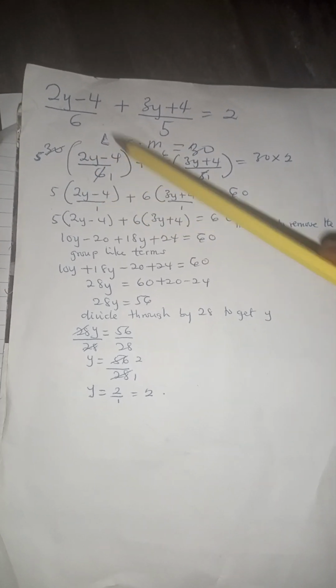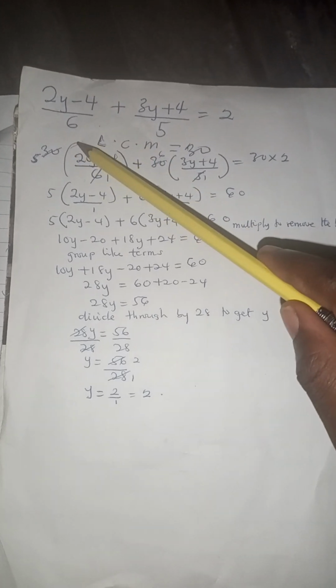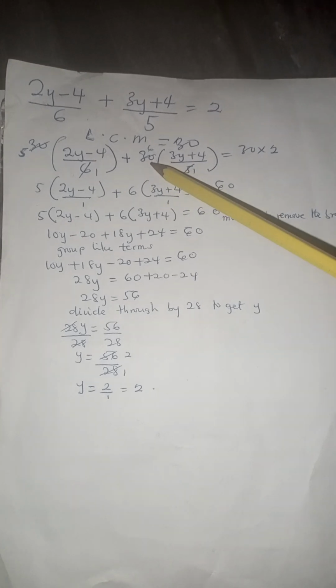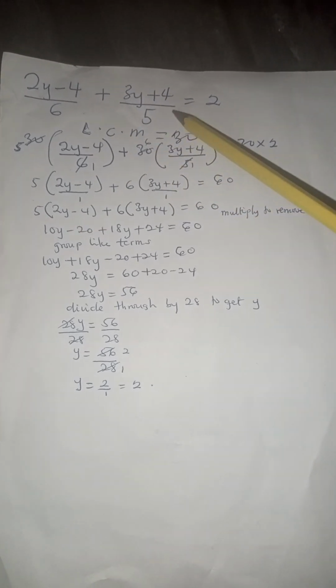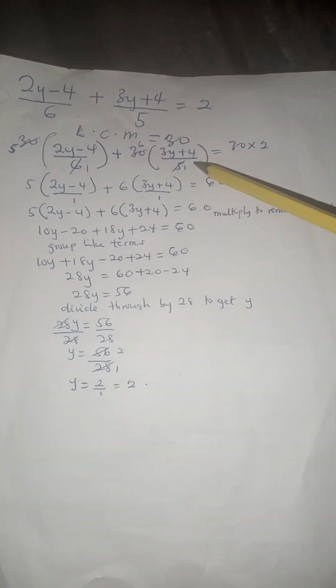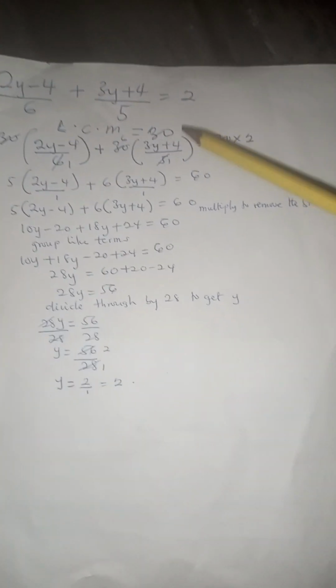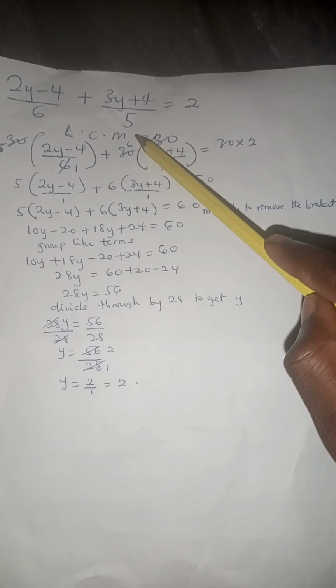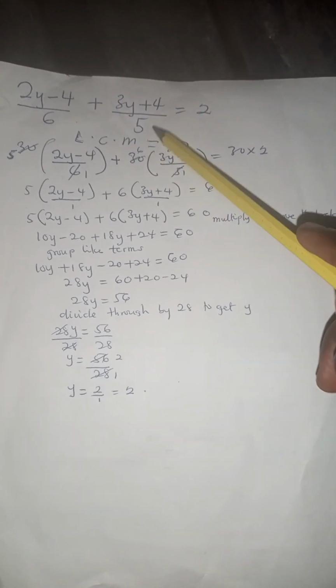This one is one term. The (2y minus 4) all over 6 is one term. Plus, so I'm having 30 multiplying (3y plus 4) all over 5. And there's also another term. Once you have two separate terms on a common denominator, they become one term.